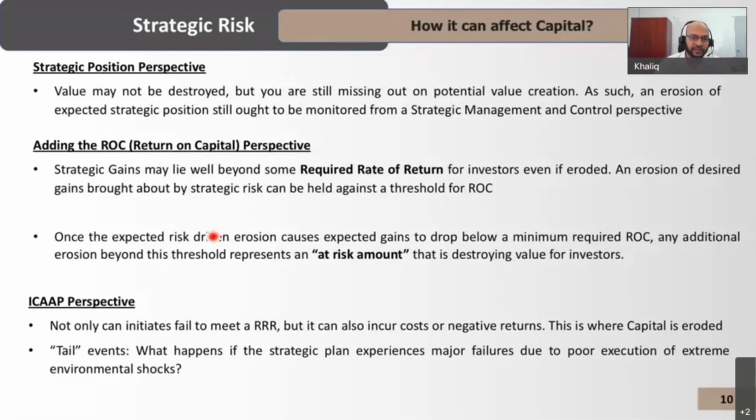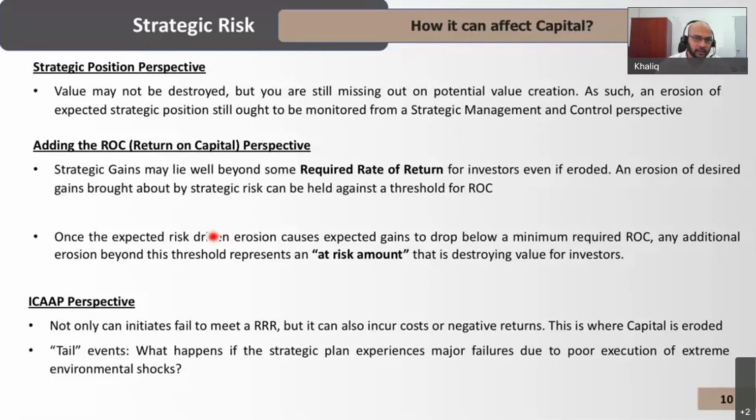Not only can initiatives fail to meet a required rate of return, but they can also incur costs or negative returns. This is where capital is eroded. So if the present value of your capital investments goes negative after you've taken into consideration time value of money and cost of capital, then you know capital is being eroded. You may want to make a decision now to put aside a P2 buffer.